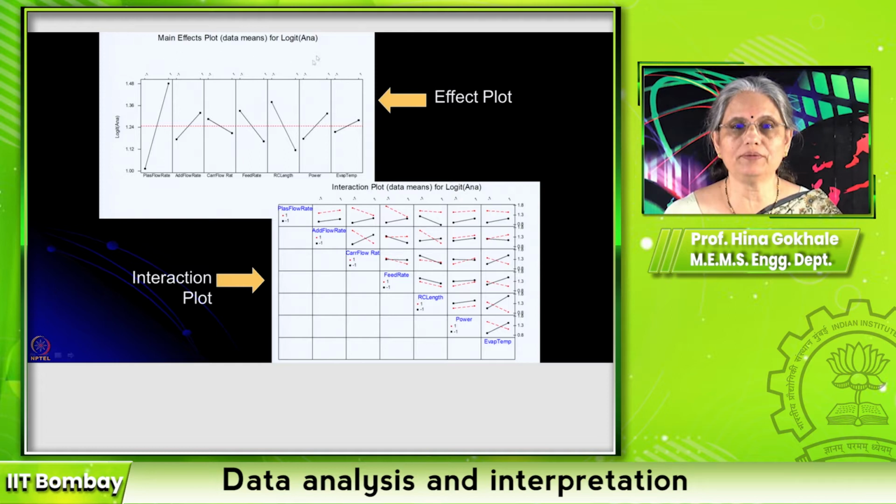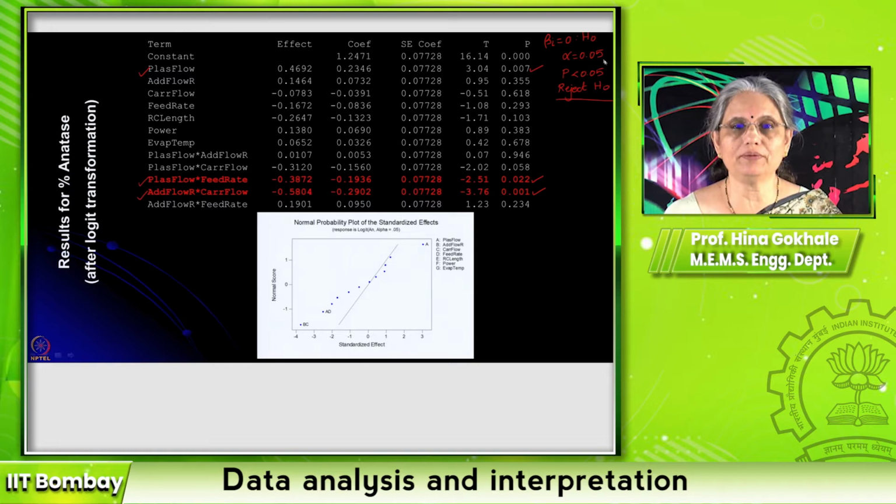Here it shows the main effect plots and the interaction plot. You can see that there are many interactions showing up, but we must remember that finally it is this process of rejecting the null hypothesis by comparing the p value with the pre-decided alpha that is most important. This is the type 1 error. Please remember p is the probability of type 1 error.